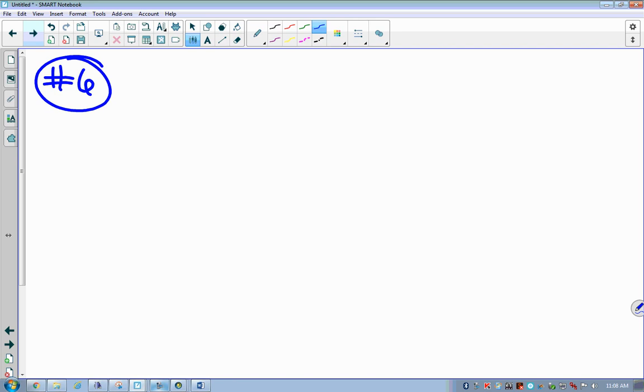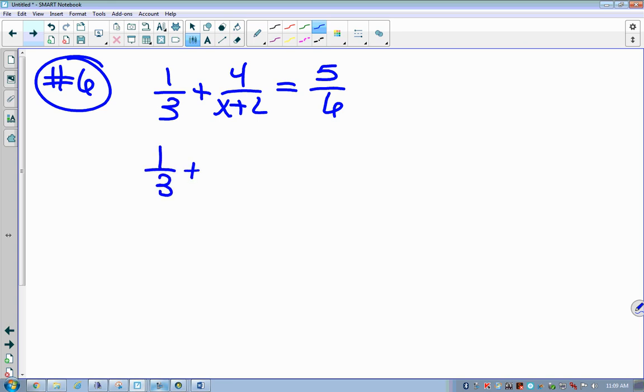Number 6. 1/3 plus 4 over x plus 2 equals 5/6. All right, when we covered this, I tried to give you a little bit of a hack or cheat, which is we know 1/3 plus a fraction equals 5/6, correct? So if I treated this like 1/3 plus x equals 5/6, then what I would do is I would take 5/6 and subtract 1/3, right, to find out what x as a whole fraction equals.